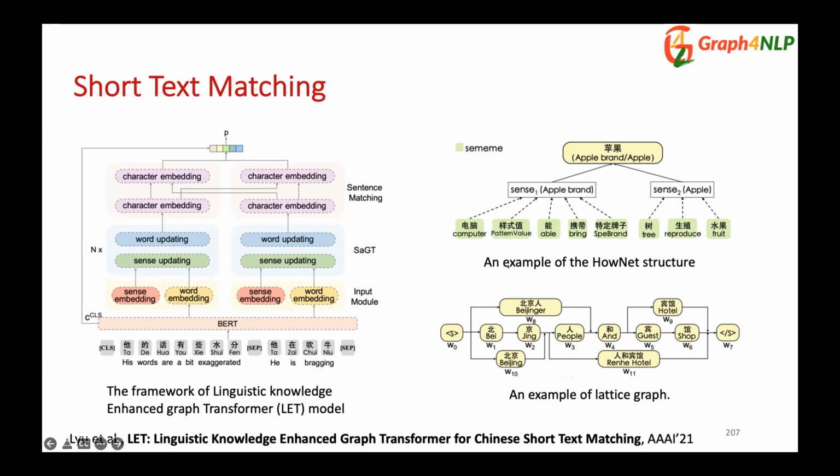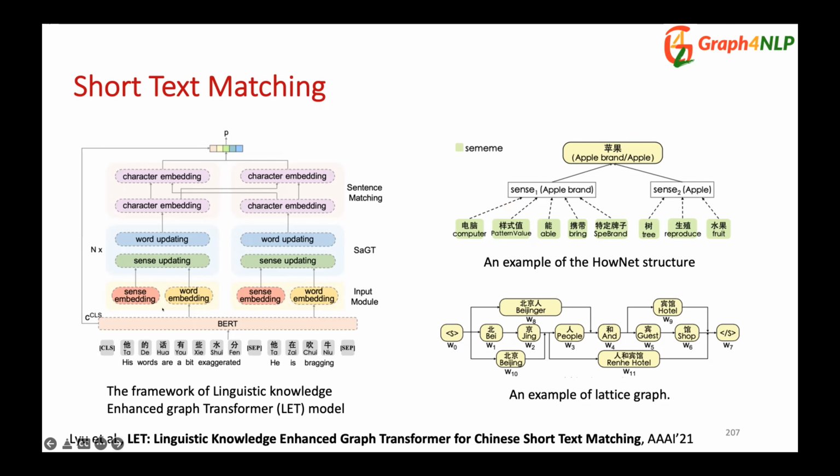So for example, this is an example of the HowNet structure. If you have the word apple, it can be the apple brand, it can be the fruit apple. So you have two senses, one sense for the apple brand, another sense for the apple fruit. And for different senses, you have different sememes. For example, the apple brand is related to computer, pattern value, brand, and so on. And for the fruit apple, it is related to tree, reproduce, fruit, and so on.